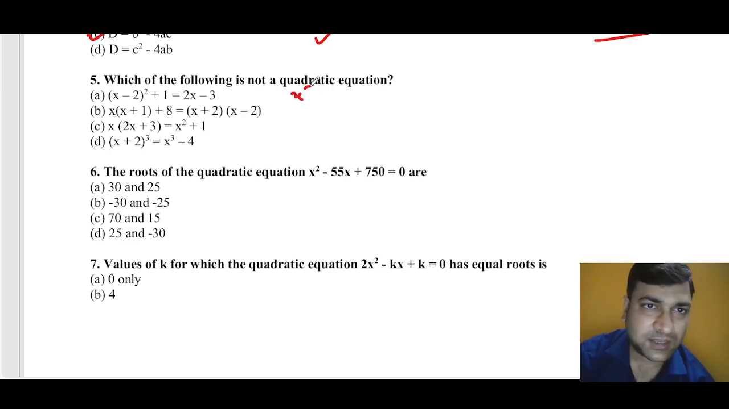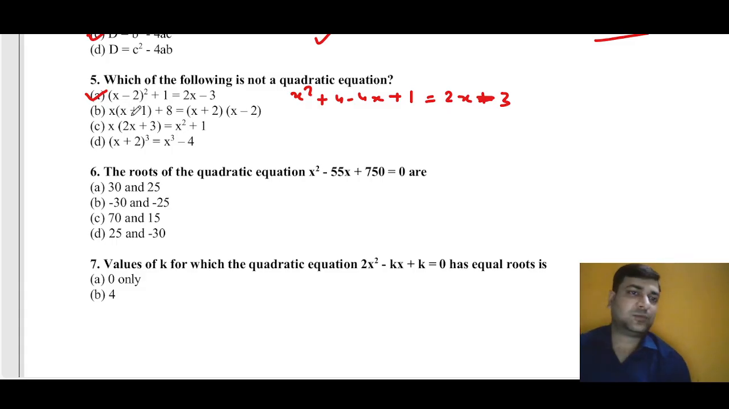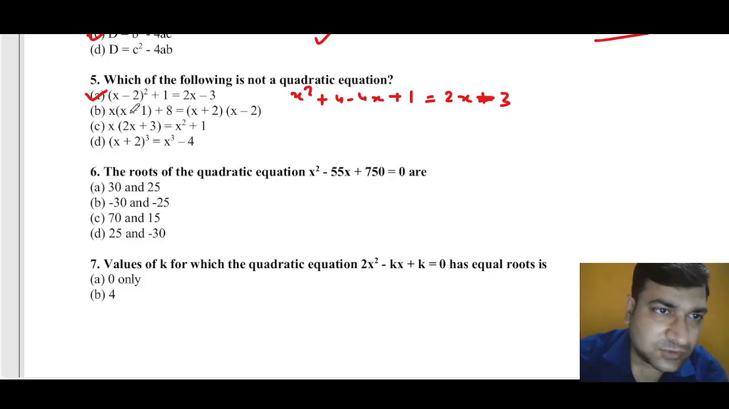when we solve this equation, x square plus 4 minus 4x plus 1 is equal to 2x minus 3. So that is x square will be left. If x square is left, then it is a quadratic equation. So option A is right. But in the second part, we will also move to the other options. So that is x square, and in the right hand side also x square. This will be cancelled out. So this is not an option.